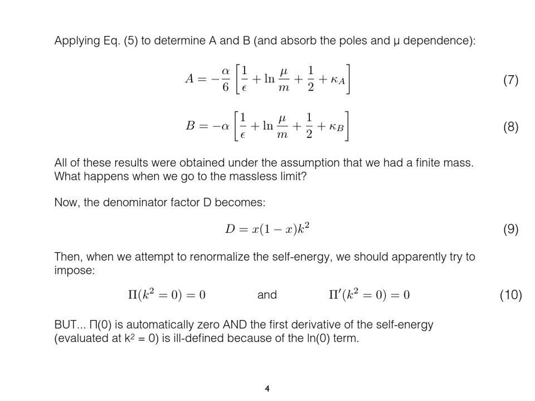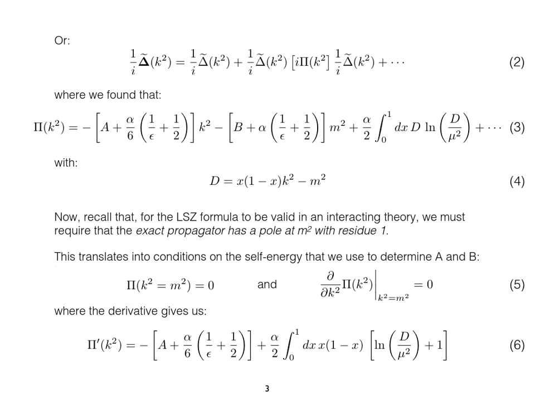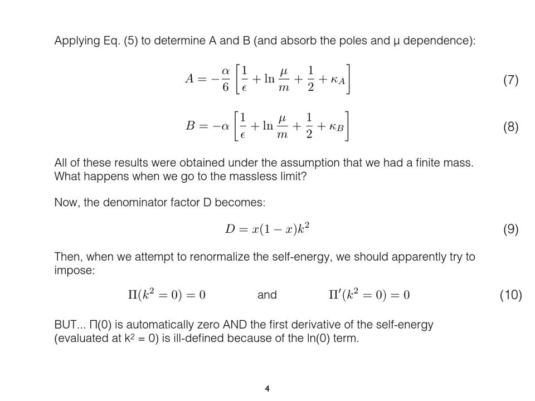And what we find when we do that, if we look back at this term right here, you can see that we're going to run into some problems, because D, which now is just x times 1 minus x times k squared, when I set k squared to 0, I've got log of 0. And I'm not a mathematician, but that's a bad thing. So these things are ill-defined. When we take the massless limit of just the self-energy expression, we get something that's ill-defined.